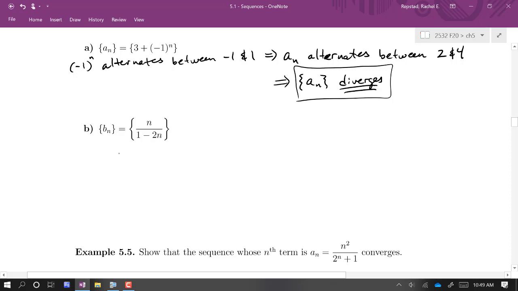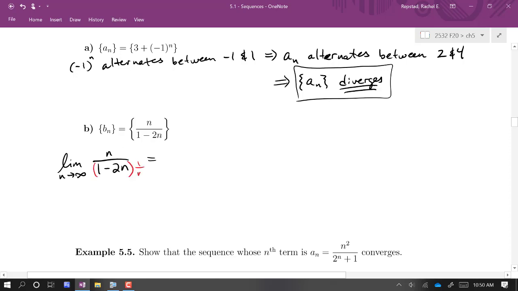All right, this next one, our b_n are defined by n divided by 1 minus 2n. So to see if this converges, maybe let's just look at the limit. Can we evaluate this limit as n approaches infinity of n over 1 minus 2n? Now, if we let n grow without bound, both the top and the bottom grow to infinity. You could apply L'Hopital, although that might be a little bit like hunting a mouse with an elephant gun here, because we do have an algebraic tool.